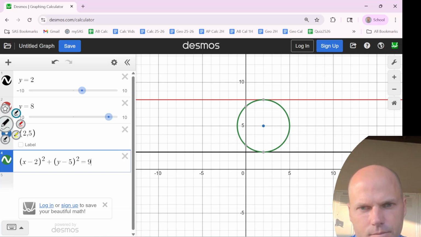That's it. This is good stuff. It kind of builds upon itself. It's a really nice unit. I really like teaching it.